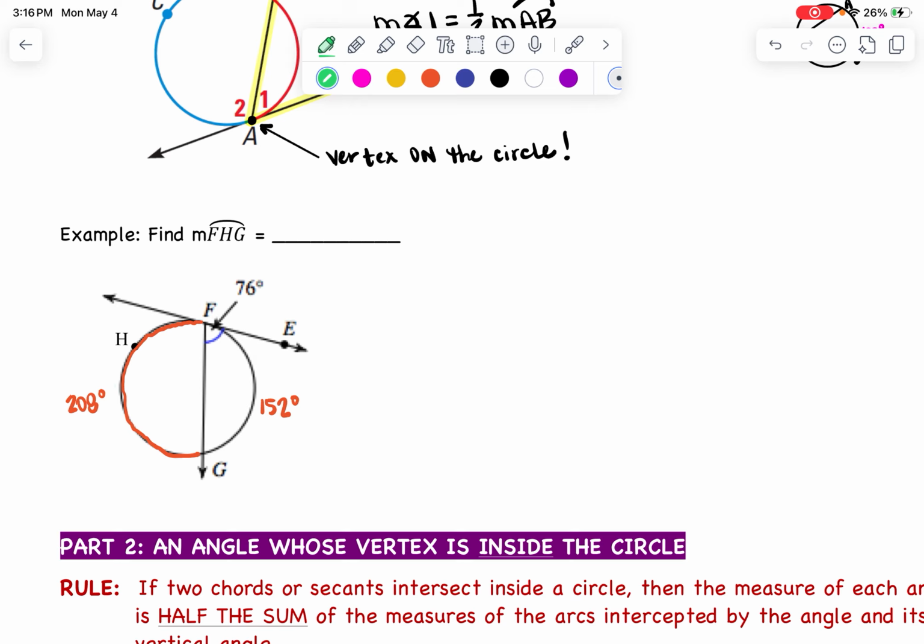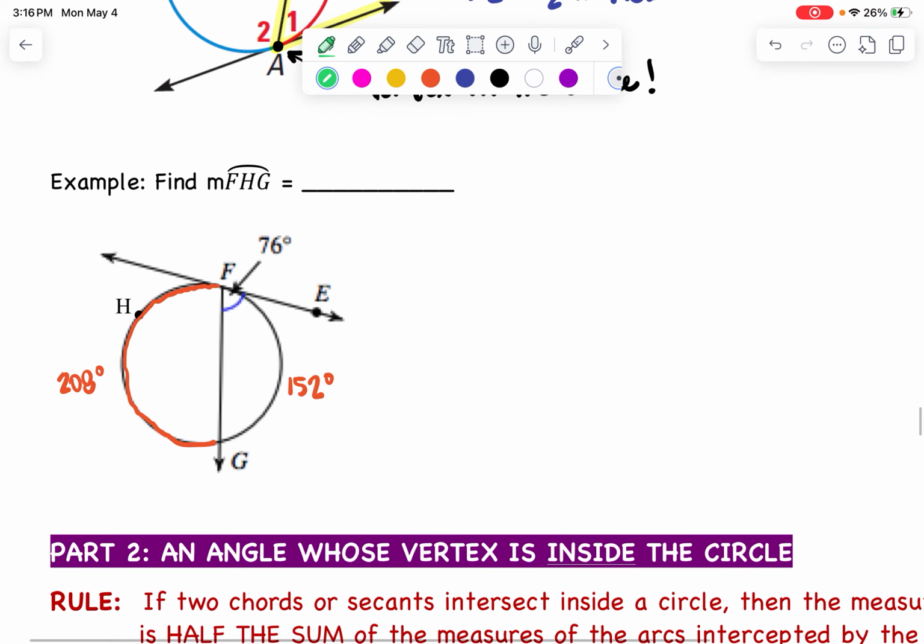Of course, you can also work it an alternate way, right? You could obviously use the linear pair that's happening because of the tangent, and we know that this whole angle right here is 104 degrees because it's the linear pair, and then therefore its corresponding intercepted arc would be double that 104. Right, so any way you slice it, you're going to get 208 degrees. Okay. All right, so that's vertex on the circle.